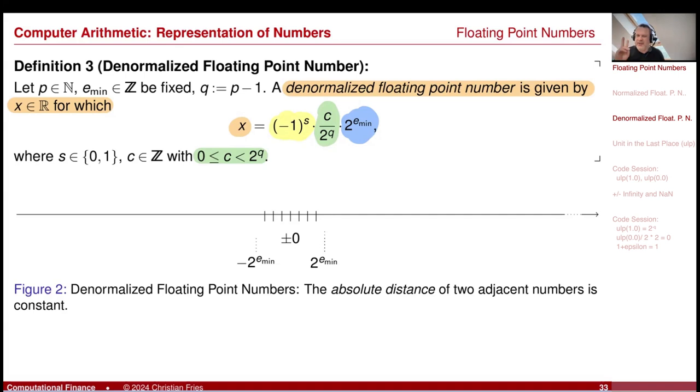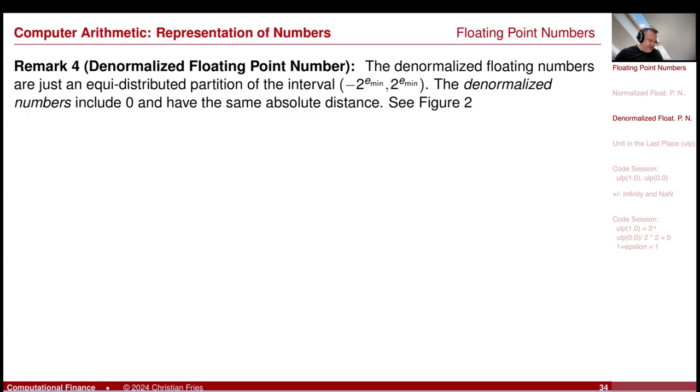Strange thing, actually, I have two different zeros here. You see, there are two different zeros. There's a plus zero and a minus zero. And these two guys here, the minus 2 to the power of e min and the plus 2 to the power of e min. Okay, these numbers were the endpoints in the normalized floating point numbers that we have already defined. Yeah, so these guys are in the other set. Now we are just filling the gap. Yeah, so we have c equals 0, 1, 2, 3. Yeah, or also for the negative side, c equals 0, 1, 2, 3. So this is just an equipartitioning of our interval, and they include now the zero. They have the same absolute distance.